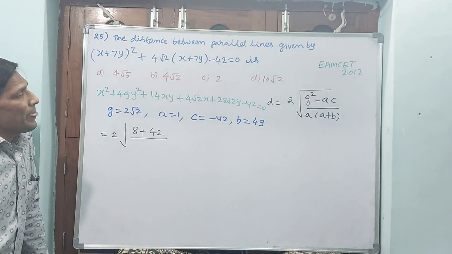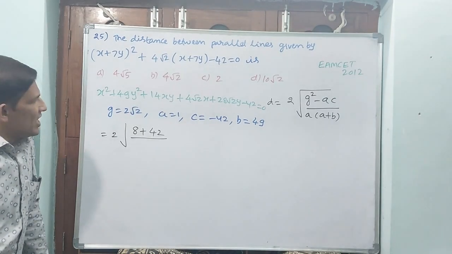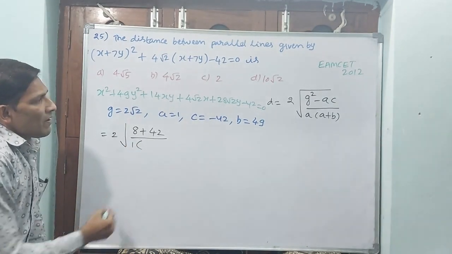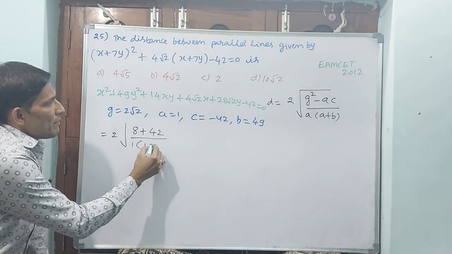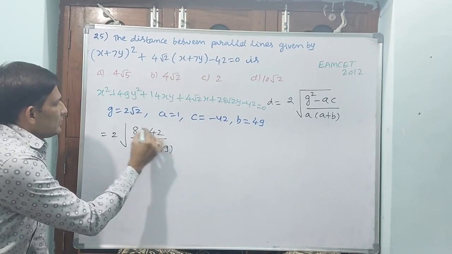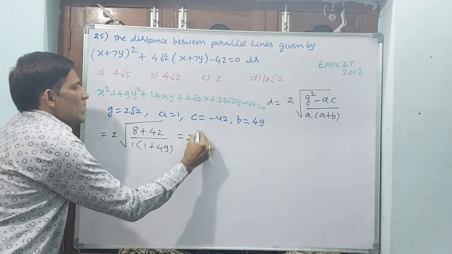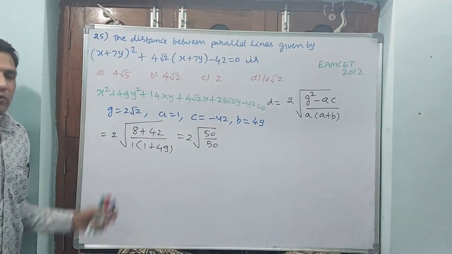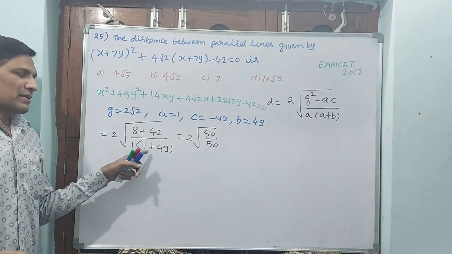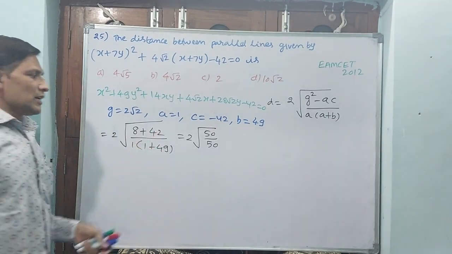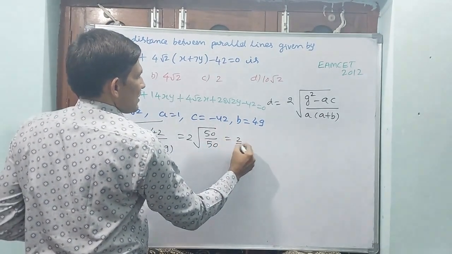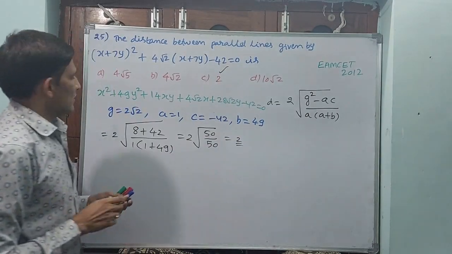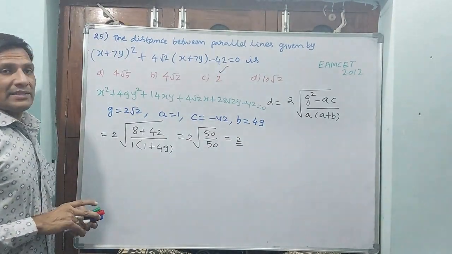Okay, now see, go for the denominator. A 1 into A plus B, 1 plus 49 under root, that is equal to 2 times 50 by 50. Why? Because 42 plus 8 is 50, 49 plus 1 is 50 into 1, 50. That means see 1 will come, that means 2 will come. Okay? This is the answer, 25th question.